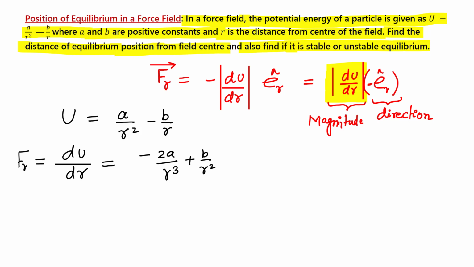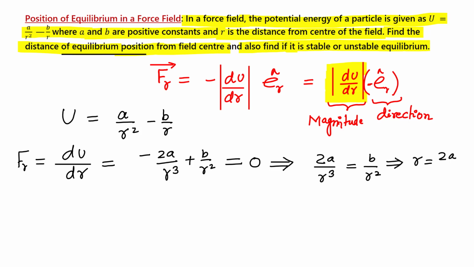So we have to find the position of equilibrium, the distance for which an equilibrium position exists. This means we have to find r. At equilibrium we know that force equals 0. So from here we can say 2A by r cubed equals B by r squared. This means from here we can further say r equals 2A by B. So at position r equals 2A by B, we will have equilibrium. Forces are 0 and this r is measured from the center of the field.